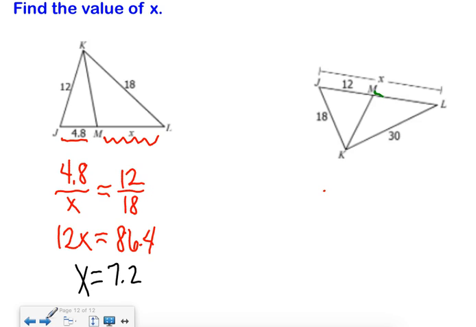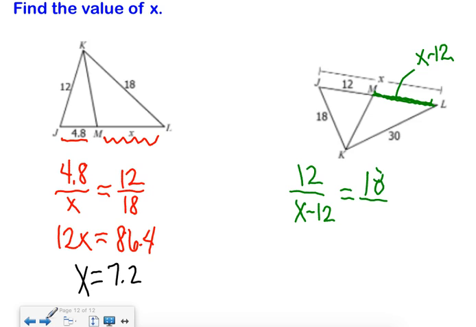How am I going to write what this is as x minus 12? If this whole thing's x, up to here is 12, what's left of my x? Whatever x minus 12 is. Good work. So I'm going to write 12 over x minus 12 equals 18 over 30.